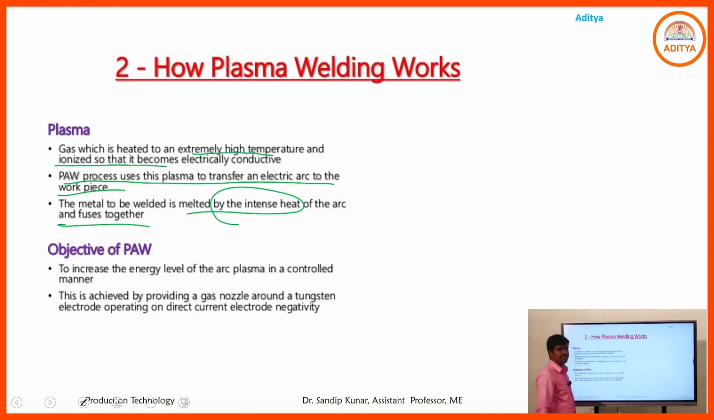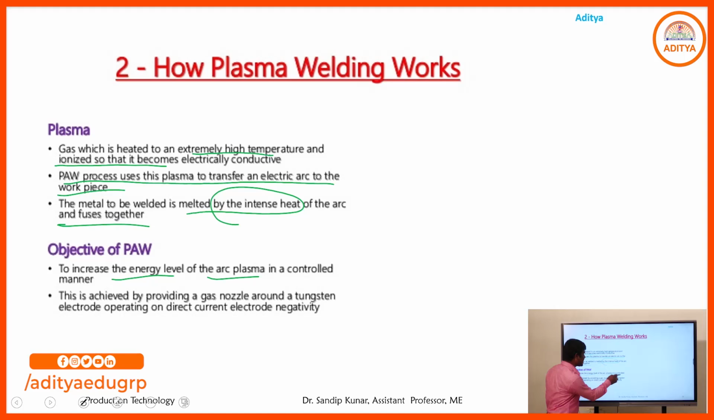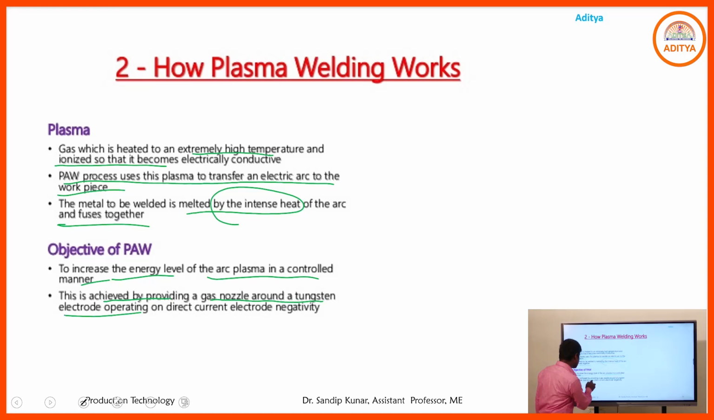What are the objectives of plasma arc welding? First, to increase the level of the arc plasma in a controlled manner. This is achieved by a gas nozzle around a tungsten electrode operating on a direct current source. One gas nozzle is used around the tungsten electrode, through which the plasma gas is supplied for creating the plasma arc.